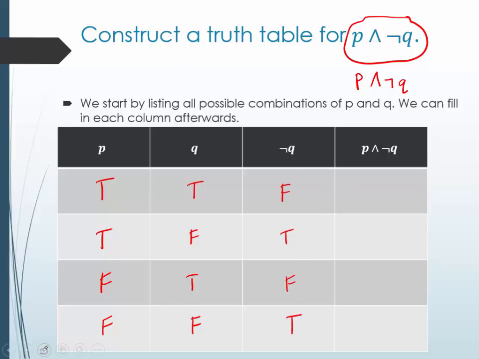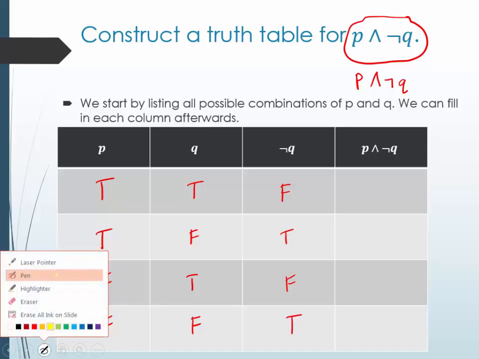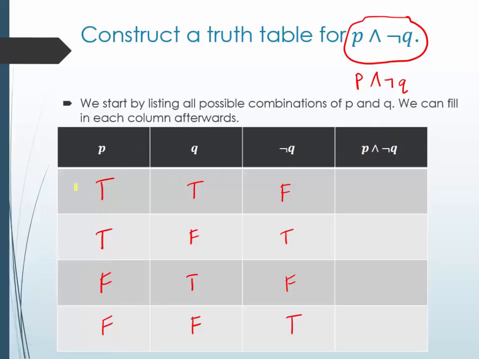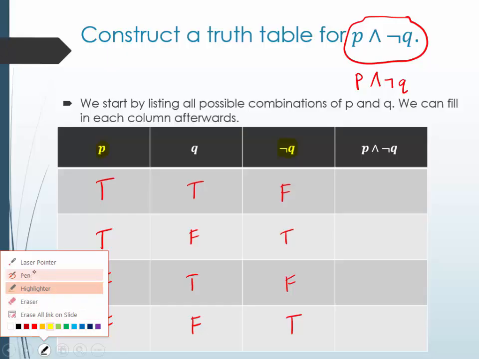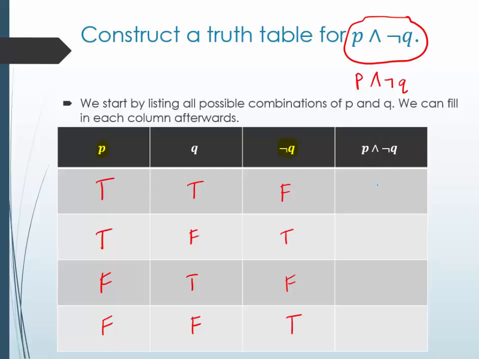And now here's what we're going to do. We're only going to look at P, and we're only going to look at negate Q. So those 2. And of those 2, which ones follow the wedge? Which ones have 2 trues? So we do true, false. That is going to be false. We have true, true. That's what we're looking for, true. And then we have false, false, which is false. And then we have false, true, which is also false.